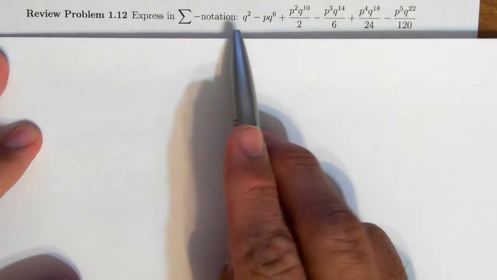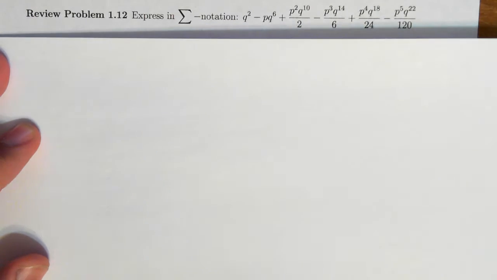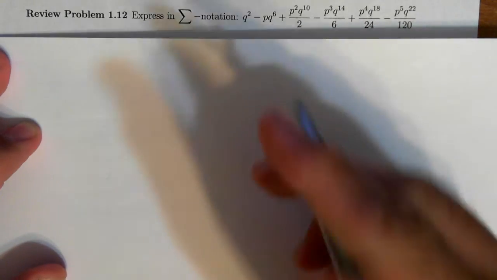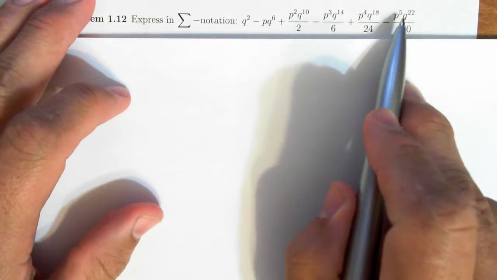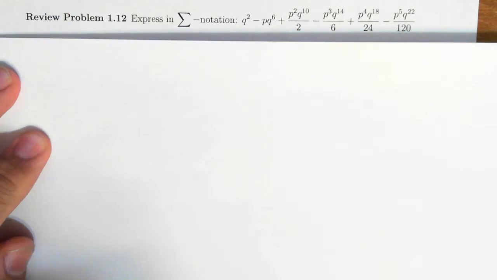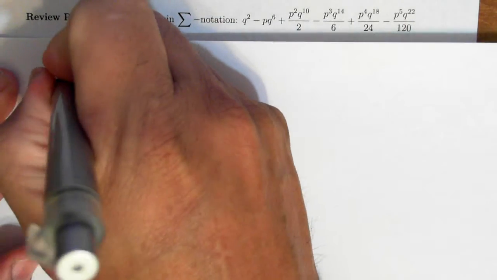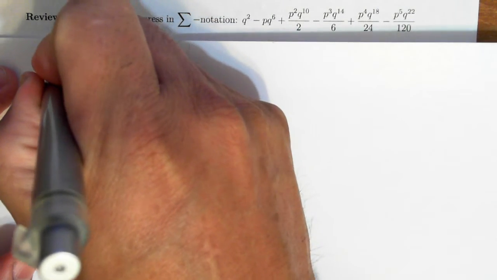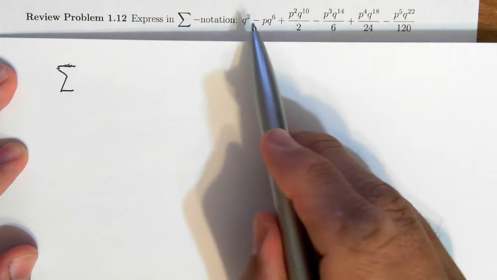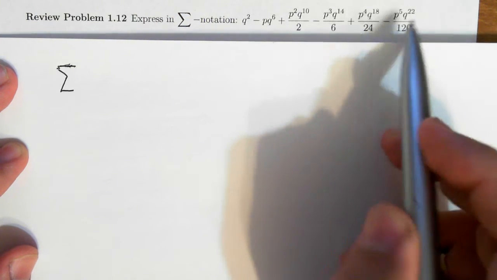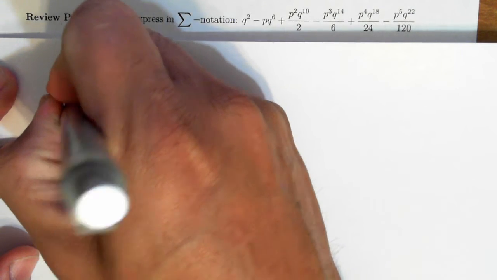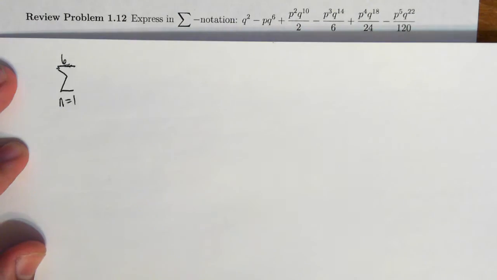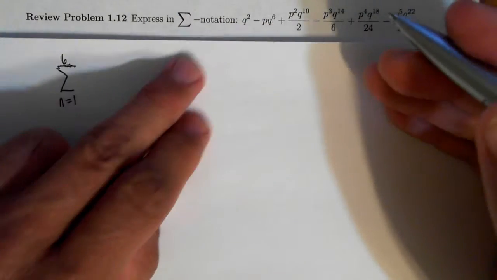All right, here we have something in summation notation. We have this big expression. We want to change this expression into summation notation. So first off, there's a few ways to do this, but I'll just pick one way to focus on it. We have 1, 2, 3, 4, 5, 6 terms, so I'll start by writing n equals 1 to 6 to denote that I'm going to have 6 terms here.